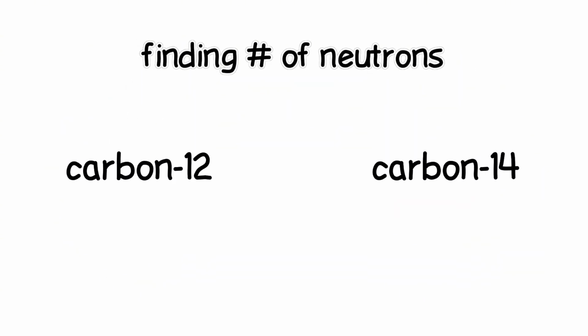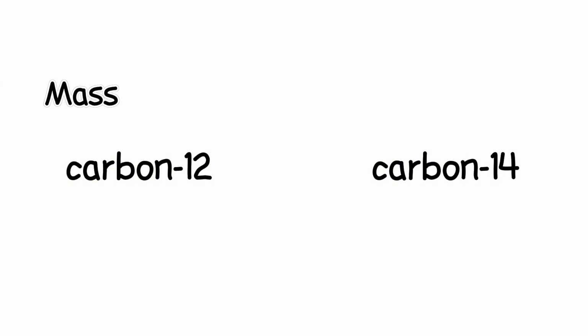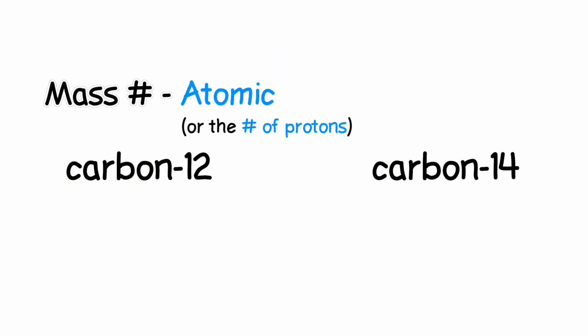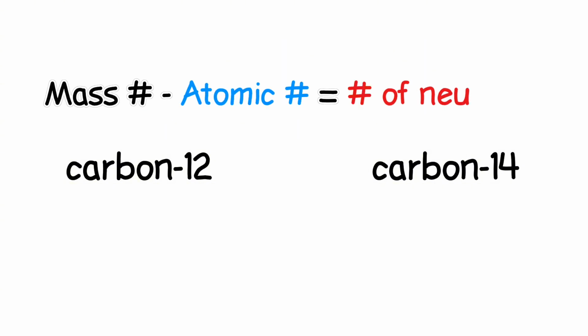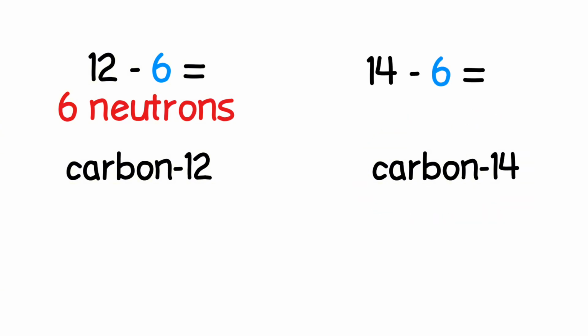Now for the neutrons, the defining part of the isotope. Whenever finding neutrons of an isotope, just remember: the mass number of an element minus the atomic number equals the number of neutrons. So, for carbon-12, 12 minus 6 equals 6, so it has 6 neutrons. And for carbon-14, 14 minus 6 equals 8, so it has 8 neutrons.